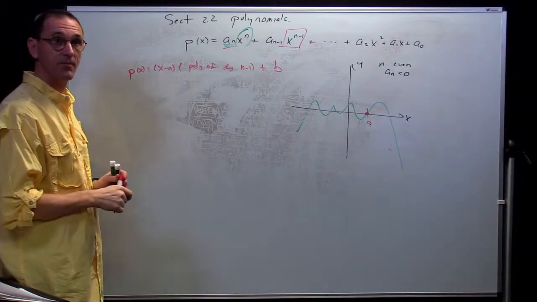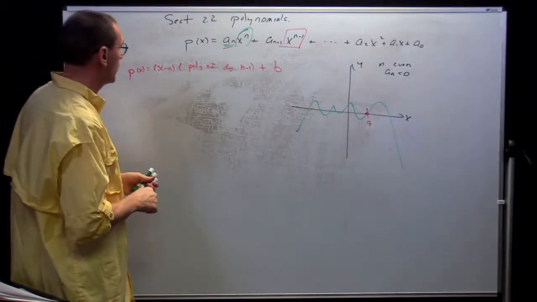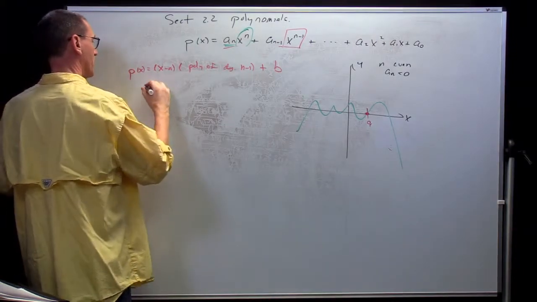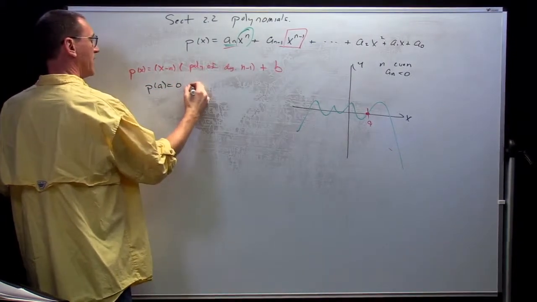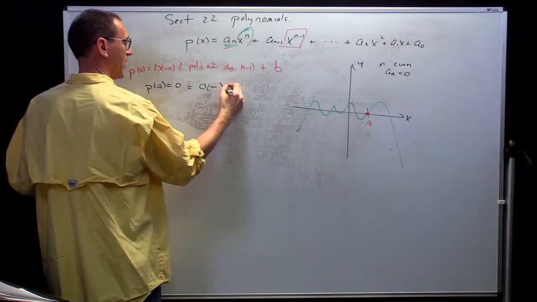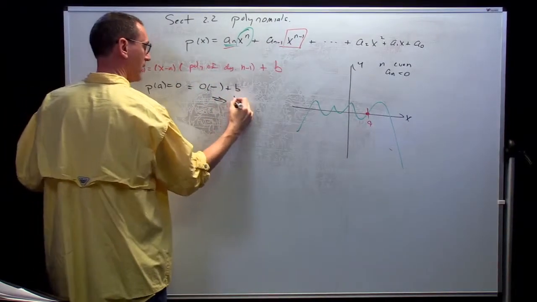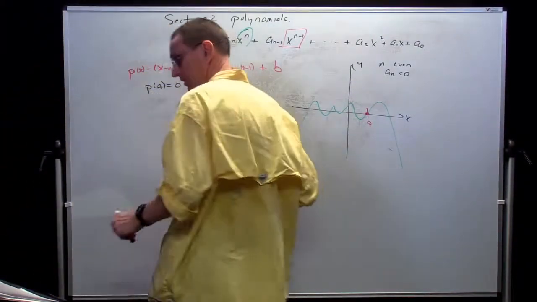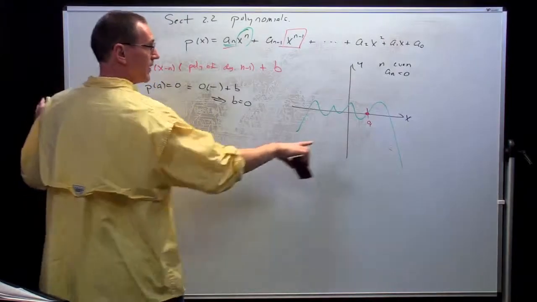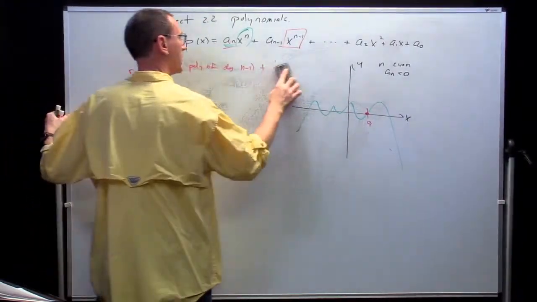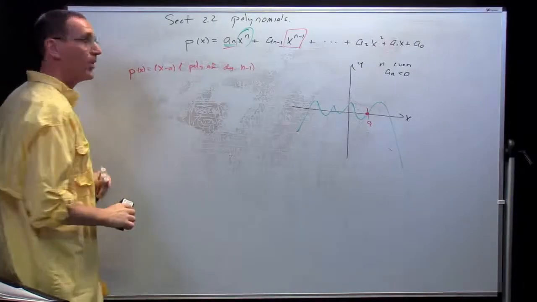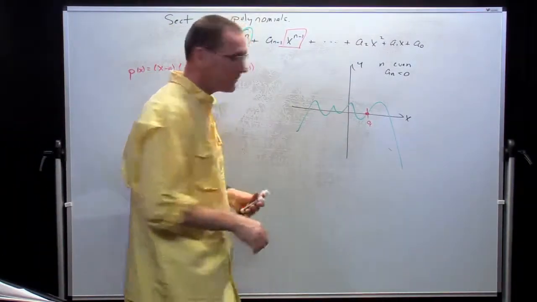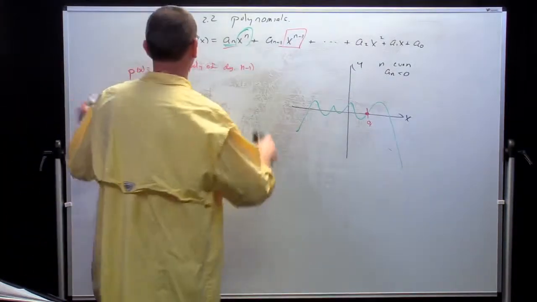plus some b, right? So if p of a is 0, then this is going to be 0 times stuff plus b, which implies that b equals 0. So in this scenario, if that's a 0, I can write my polynomial in that form. Okay? So in general, what can happen?